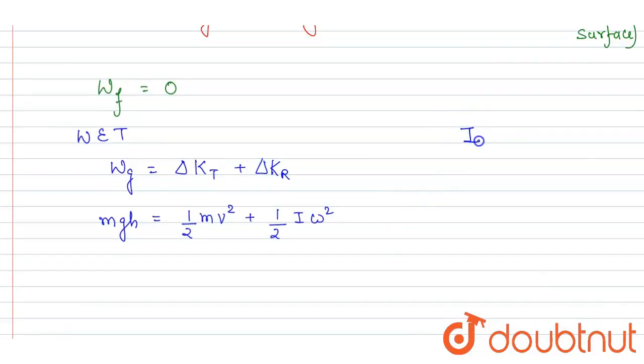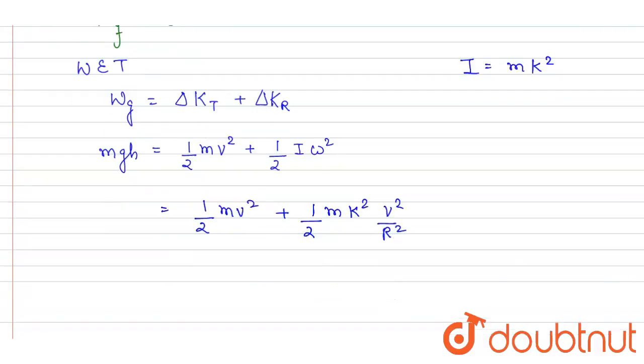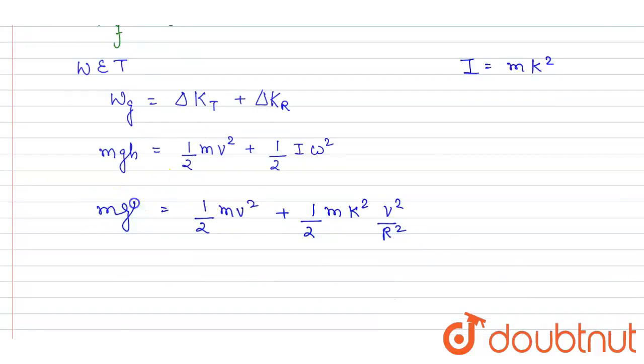And I can write down I is mk square. This is equal to mgh. You can cancel out this small m, it is common in all the expressions. And if I take v square common here, I will write it is 1 plus k square by r square, and it is equal to 2gh.